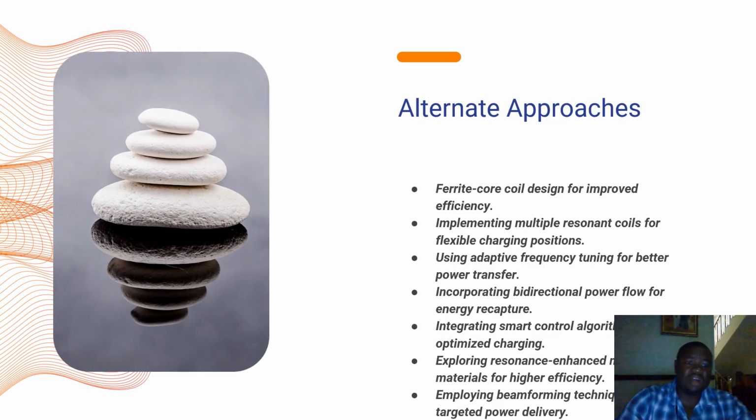The alternative approaches in designing a wireless charging device with magnetic resonance are: a ferrite core design for improved efficiency, implementing multiple resonant coils for flexible charging positions, using adaptive frequency tuning for better power transfer, incorporating bidirectional power flow for energy recapture, integrating smart control algorithms for optimized charging, and so many more.